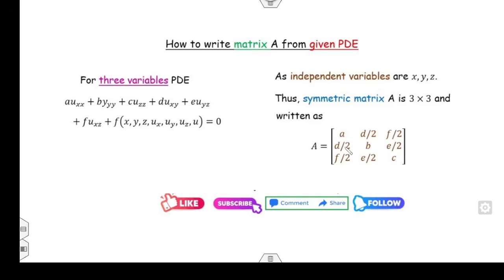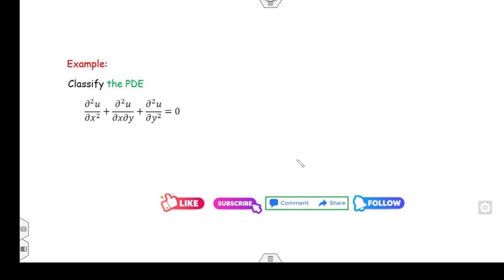Fine. And once you can construct the matrix, it's a 3 cross 3, you can find the eigenvalues. Based on the nature of the eigenvalues, you can classify the partial differential equation: elliptic, hyperbolic, parabolic. For example, I can solve this example based on method 1, method 2 and method 3. How many independent variables do you have? Independent variables are only 2. So if there are 2, all three methods will be applicable.